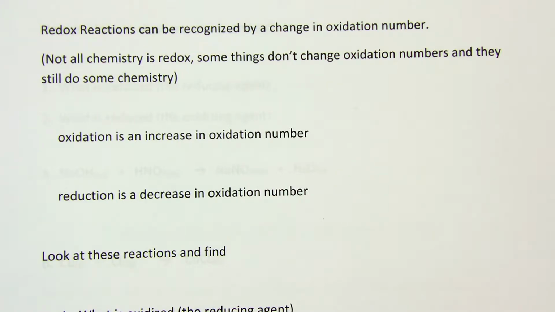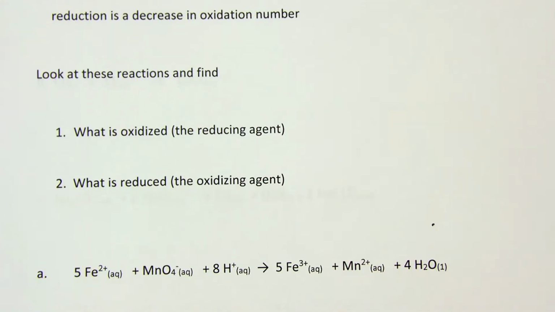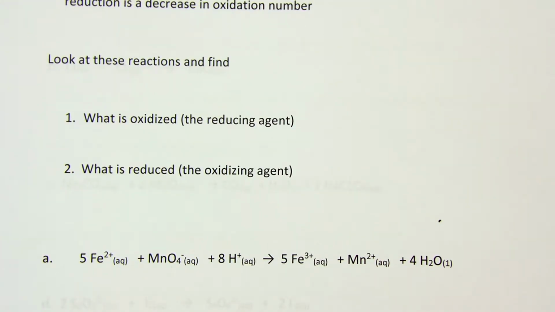And whatever is oxidized, we call it the reducing agent. It's a reducing agent because it allows something else to get reduced, so it gets oxidized in the process. And whatever is reduced is the oxidizing agent. It allows something else to get oxidized.